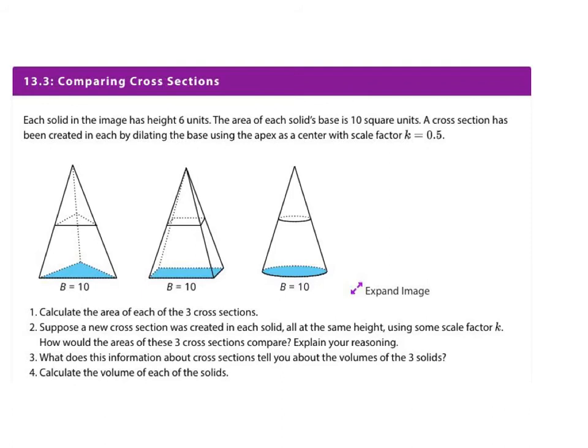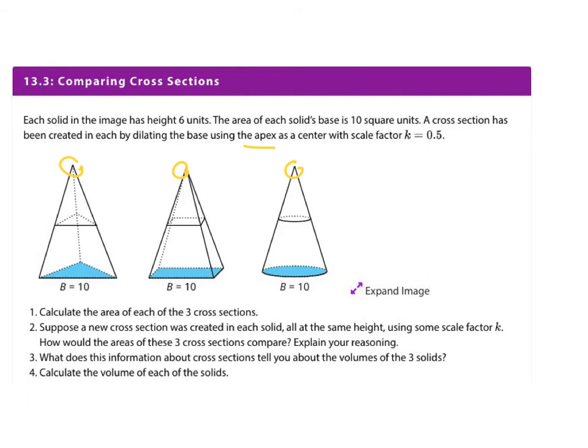Comparing cross sections, each solid in the image has a height of 6 units. The area of each solid's base is 10 square units. A cross section has been created in each by dilating the base using the apex, remember those are the apexes, as the center with a scale factor of 0.5. Calculate the area of the cross sections.